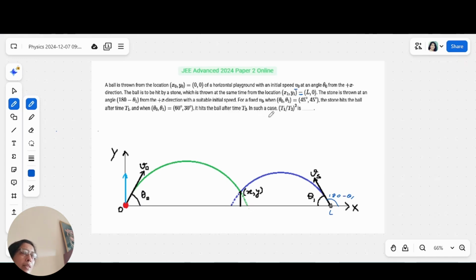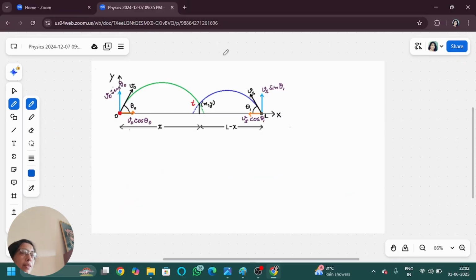In such case, we are to find out the square of the ratios of time t1 and t2, where t1 is the time for collision in the first case when the angles theta 0 and theta 1 are both 45 degree, and t2 is the time for collision when theta 0 is 60 degree and theta 1 is 30 degree.